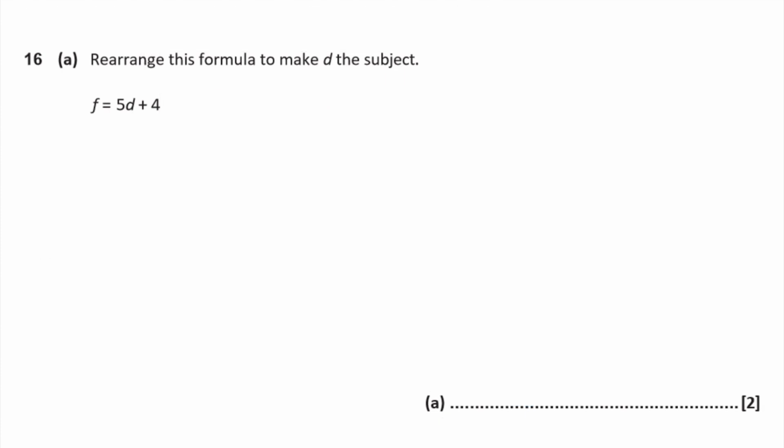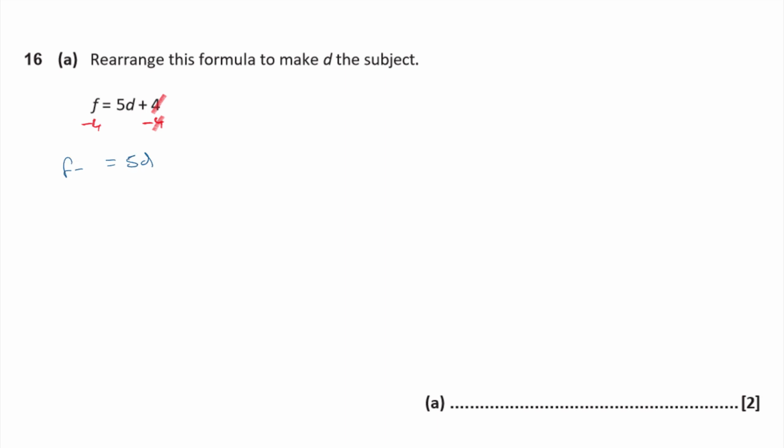Question 16a, rearrange this formula to make d the subject. So I've got f equals 5d plus 4. Now these rearrangements work the same way as you would solve an equation, except you don't end up with a digit answer or a numerical answer. So if I take 4 away, I'm just going to try and get d by itself. So take 4 away from both sides. It will disappear on this side, and it will leave me with 5d on the right then, won't it? So I'm left with just 5d over here.